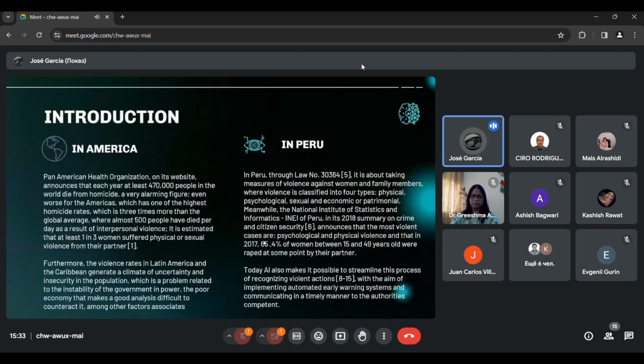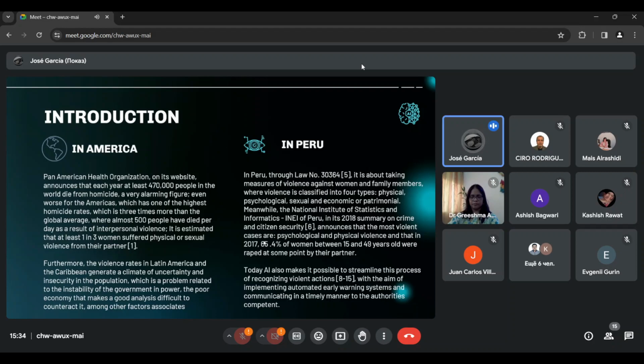In America, the Pan American Health Organization announced on its website that each year at least 470,000 people in the world die from homicide. A very alarming figure, even worse in America, which has a high homicide rate, three times more than the global average, where almost 500 people die per day as a result of interpersonal violence.